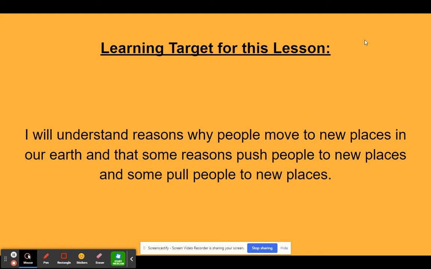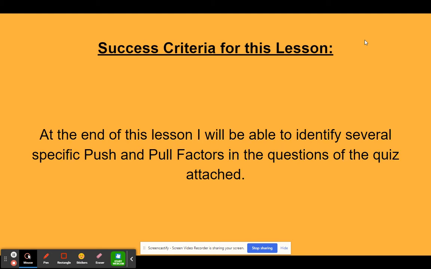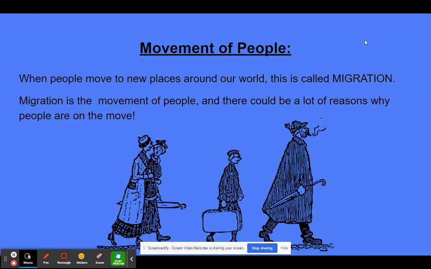The learning target for this lesson: I will understand reasons why people move to new places in our Earth, and that some reasons push people to new places, and some reasons pull people to new places. So I want you to remember those two words, push and pull. Success criteria for this lesson: at the end of this lesson, you will be able to identify several specific push and pull factors in the questions of the quiz. So you'll learn more about what those are, and you'll be able to tell us what those are in your quiz.